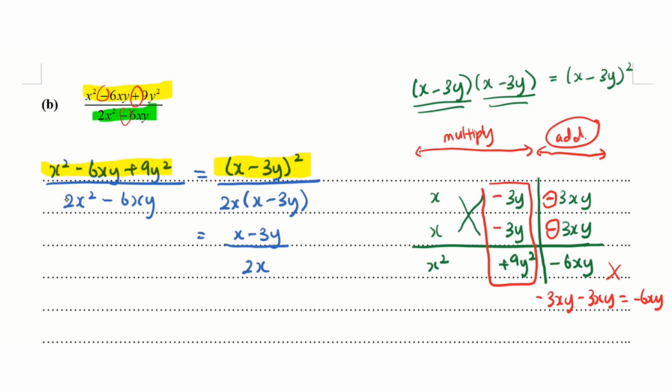Then in the denominator, with 2x squared minus 6xy, I will try to extract the common factors, because between the two terms 2x squared and minus 6xy, I noticed that I can have 2x as a common factor. So when I extract out the common factor, I will get 2x times x minus 3y. Now that I have completed my factorization at the top and bottom of the fraction, I will do my cancellation. I will cancel away a single x minus 3y, and hence my answer will be x minus 3y over 2x.